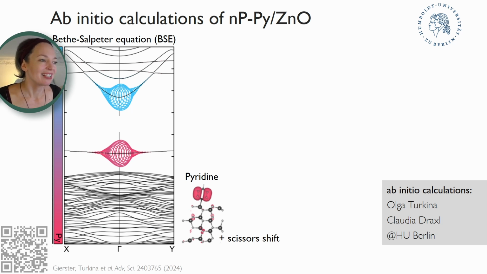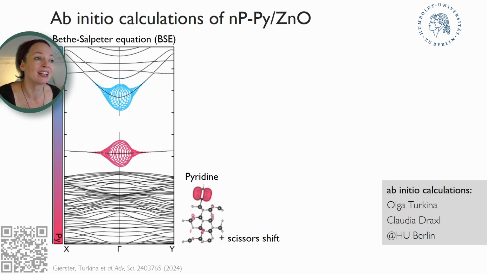In order to figure this out, we again collaborated, this time with our theory friends at the Humboldt University, with Olga Turkina and Claudia Draxl, and they calculated the organic zinc oxide interface using the Bethe-Salpeter equation. They did indeed find a hybrid exciton signature where the electron is in the zinc oxide conduction band and the hole remains localized on the molecule.